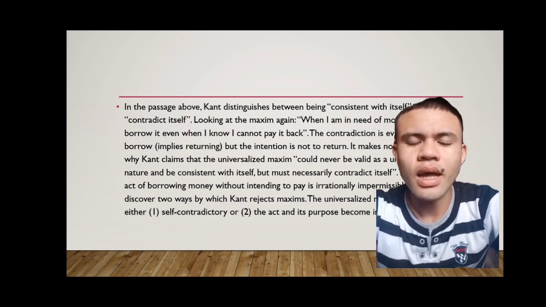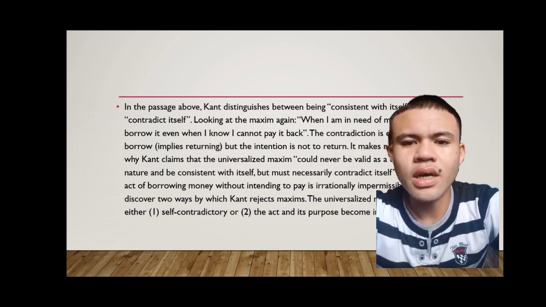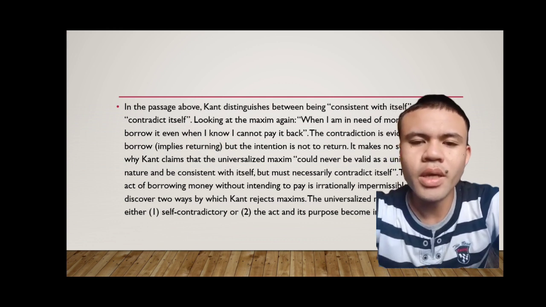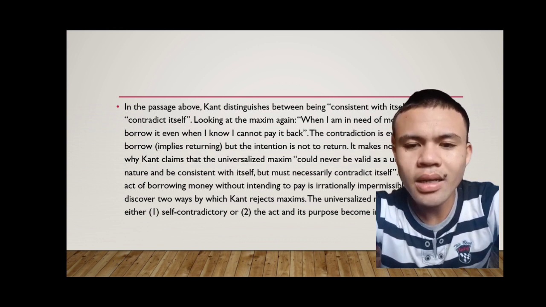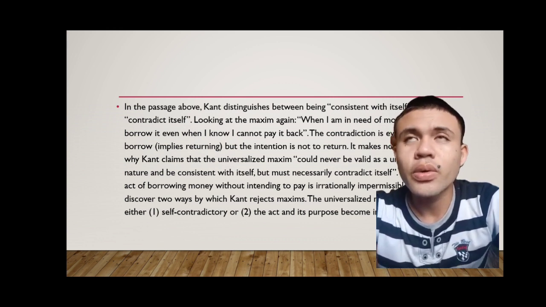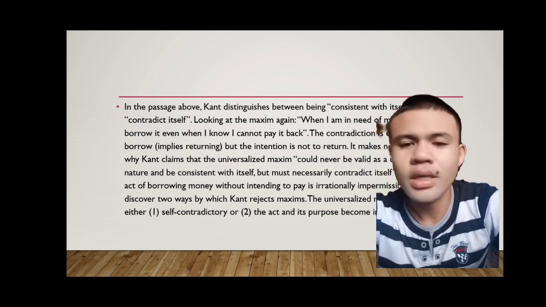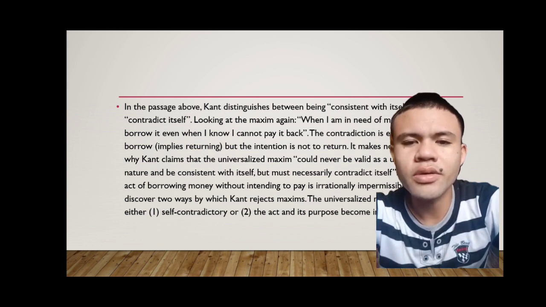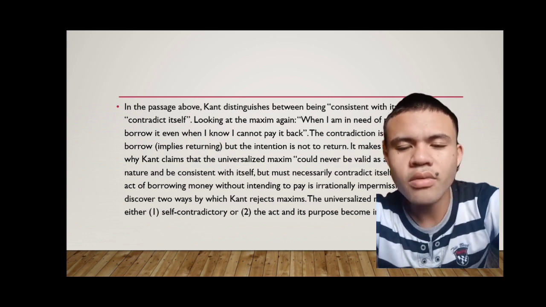Good day. I am Nick Jan Borlat. I will discuss how Kant explains or distinguishes between being consistent with itself and contradicting itself. According to Kant, an individual who has principles in life, or is in need, could promise you whatever they please, but the intention is not to keep it.